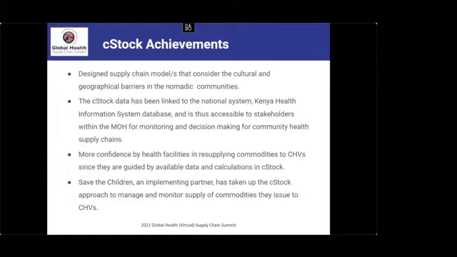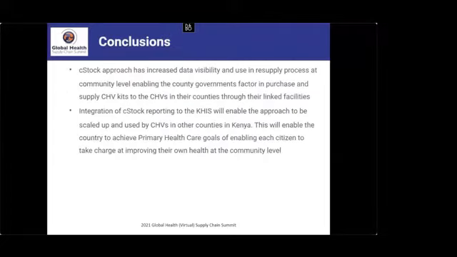The health facilities have more confidence in resupplying commodities to the CHVs since they are guided by available data and calculations in Systock. Lastly, implementing partners like Save the Children have taken up the Systock approach to manage and monitor supply of commodities they issue to the CHVs in different counties.